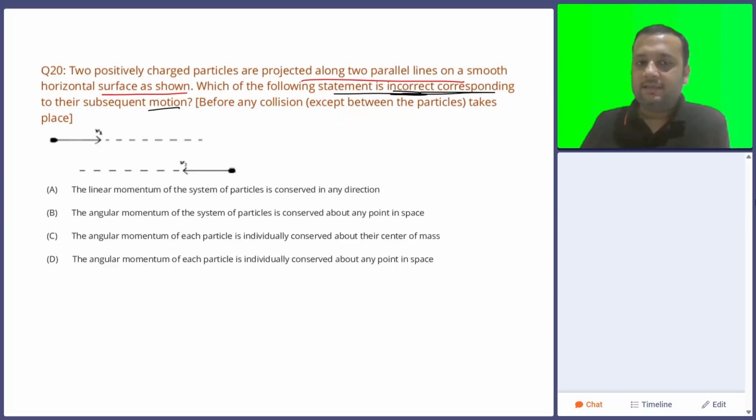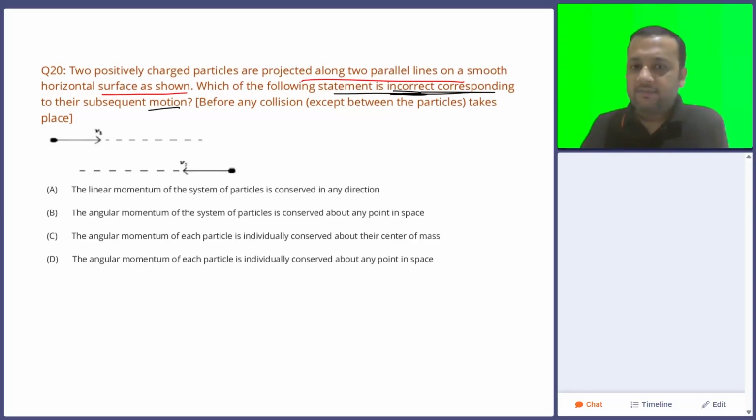So basically, see, linear momentum of the system of the particles is conserved. This is correct because we can see that there is no external force acting on the system. So of course, in this scenario, linear momentum will remain conserved about any direction. This is a correct statement. The angular momentum of the system of the particles is conserved about any point in space is also correct because we can say that there is no external torque also. Both of them are applying some force on each other, but there is no external torque. So again angular momentum will remain conserved.